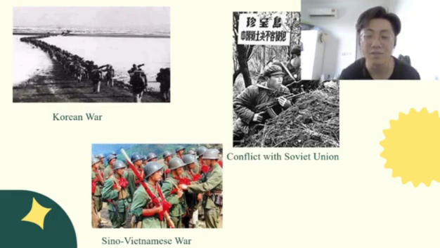The second is the conflict with the Soviet Union. Maybe someone thinks the Soviet Union was an ally of China, but actually it was not. The Soviet Union also wanted to invade China, so China had to defend against the Soviet Union. The third one is the Sino-Vietnamese War. In 1979, Vietnam started to invade Cambodia and Thailand, and they also wanted to invade southern China. So the Chinese government had to start a war with Vietnam to stop their invasion.